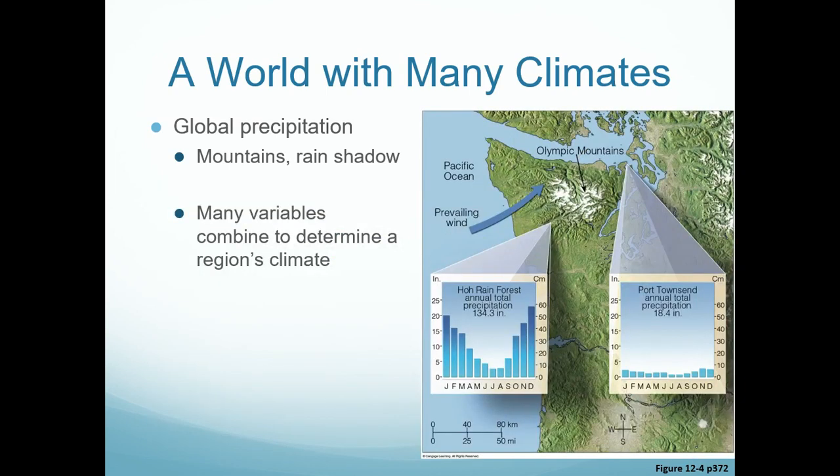You can see that effect in a smaller range, even in places where you would least expect it. Here we're looking at Washington State with the Olympic Mountains. On the windward side, in other words, on the west side of the Olympic Mountains, you have what's called the Hoh rainforest. Is it really a rainforest? Not a tropical rainforest, but it does get quite a bit of precipitation because of these mountains. And so you can see they get 134 inches of rain a year. That's even rivaling, probably even surpassing what we get here in Florida. So they get a lot of precipitation there.